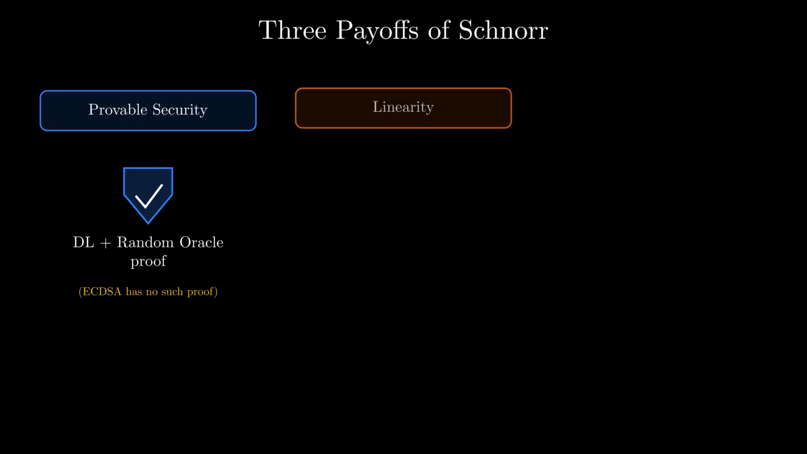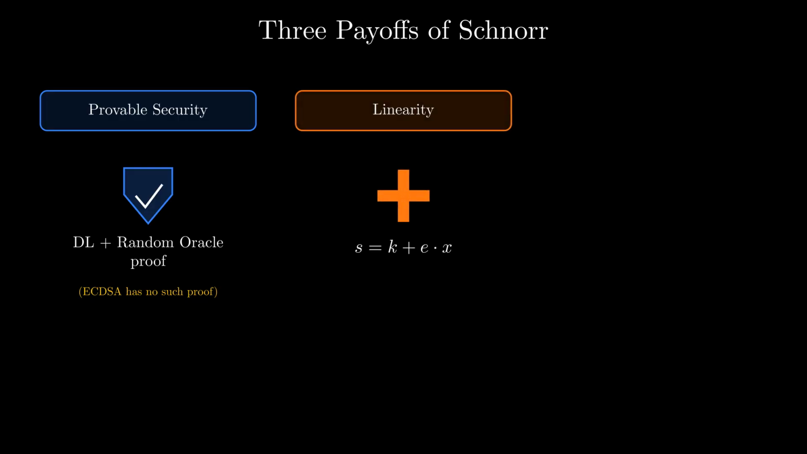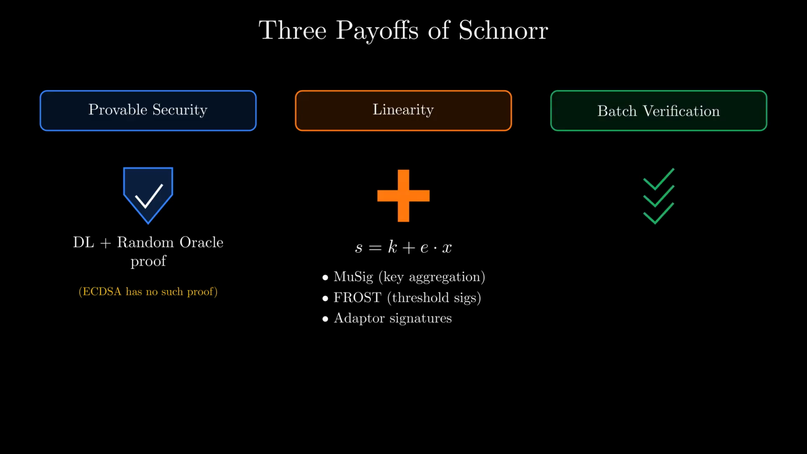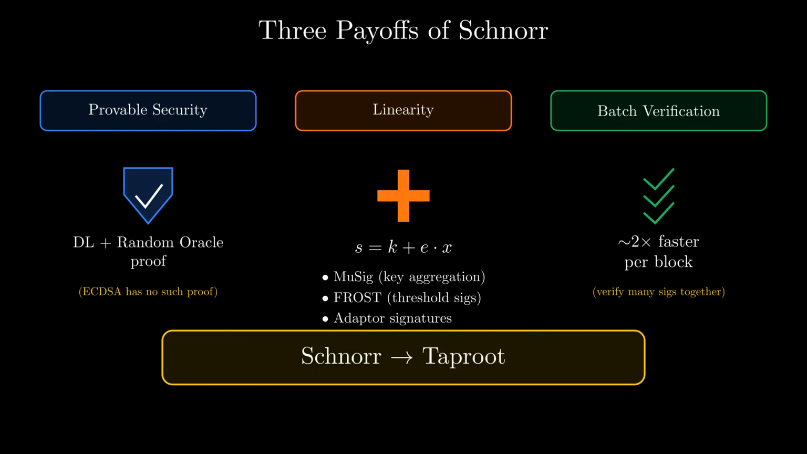3 payoffs make Schnorr worth the migration. Provable security under discrete log plus the random oracle model. ECDSA has no such proof. Linearity, which enables MuSig key aggregation, FROST threshold signatures, and adapter signatures. And batch verification, checking many signatures together, is roughly twice as fast per block. 64 bytes, one academic paper from 1989, and the mathematical foundation that made Taproot possible.